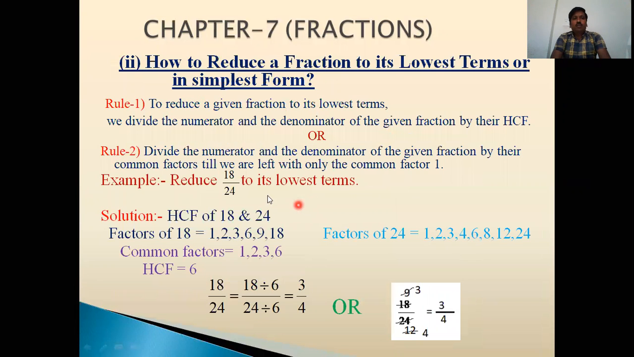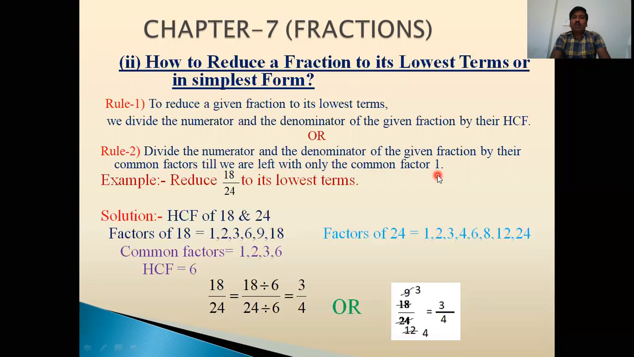Okay. Now, how to reduce a fraction to its lowest term or simplest form. Now student, if the fraction is not in simplest form, what will you do to make it a simplest form? To reduce a given fraction to lowest term, we divide the numerator and the denominator of the given fraction by their HCF. And here is the second method: divide the numerator and the denominator of the given fraction by their common factors till we are left with only the common factor 1.